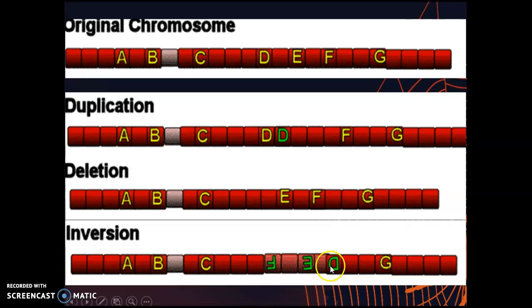And then finally, D, E, and F were broken off and flipped, therefore this is inversion. So that shows you how a chromosome can change structure.